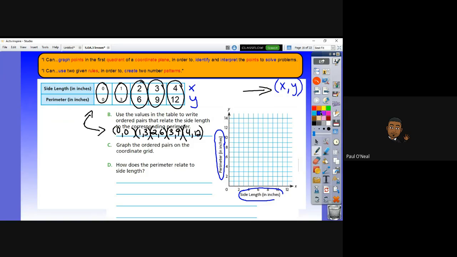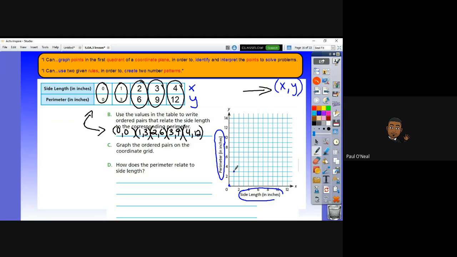So let's start with our first ordered pair, 0, 0. Another name for that is the origin, 0, 0. That means I did not move to the right on the x-axis at all. I did not move up on the y-axis at all. So that point is right here. Right, it's 0, 0. Okay, cool. Next is 1, 3. I'm going to move to the right 1 time and up 3.